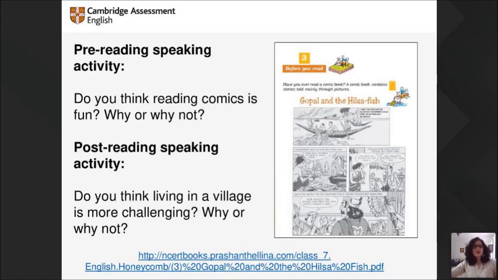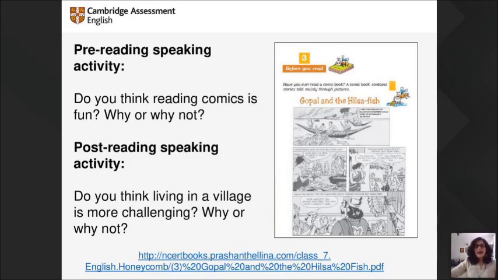So she can ask her students something like, do you think reading comics is fun? Why or why not? So she's doing two things here. A, she is giving them practice for the Cambridge English KET speaking task 2. And B, she's also introducing a task, or she's conducting an activity which serves as a lead in into her unit. So it becomes an introductory activity to the unit on Gopal and the Hilsa fish.